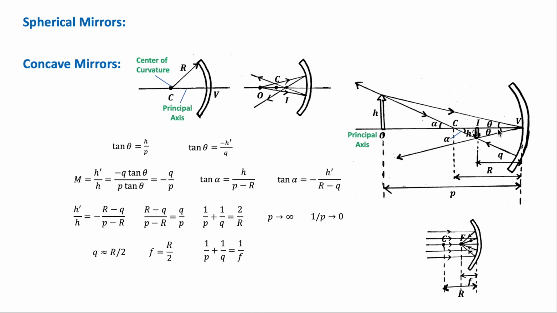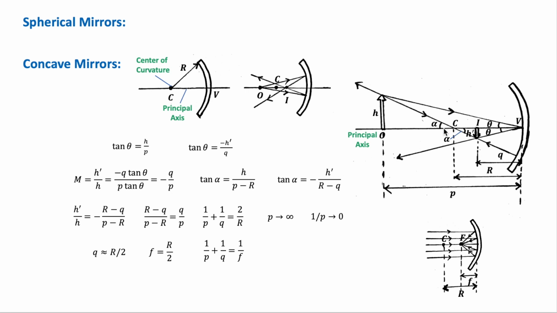So using the first triangle, this big one here, you can see that tan theta is equal to h over p. And using the small triangle here, you can see that tan theta is equal to minus h' over q, and the negative sign indicates that the image is inverted. So h' is a negative number. And so the magnification factor m is equal to h' over h, and we substitute from these two equations, and we get minus q over p.